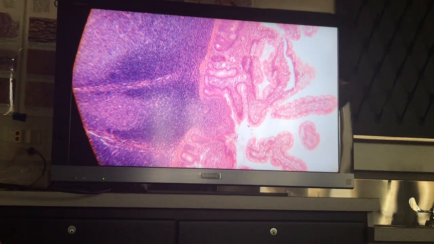In the mucosa overlying Peyer's patch are M cells. It stands for microfold cells. These cells are involved with engulfing bacteria and helping the immune system by passing these bacteria and their parts onto antigen-presenting cells and B cells and that sort of stuff.